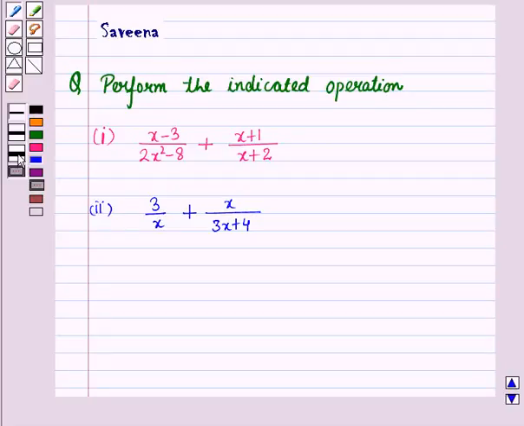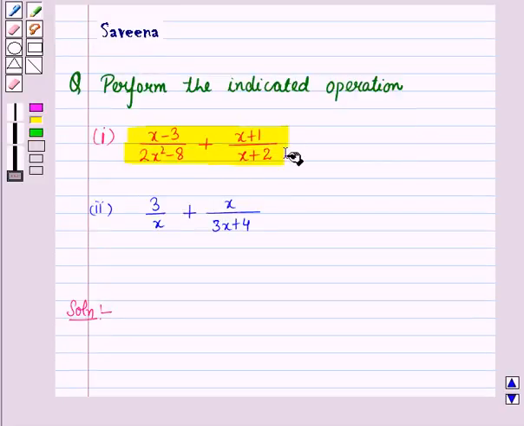In this session, we will discuss a question which says: perform the indicated operation. First part is (x minus 3) whole upon 2x square minus 8 plus (x plus 1) whole upon x plus 2, and second part is 3 upon x plus x upon 3x plus 4. Now let us start with the solution of the given question.